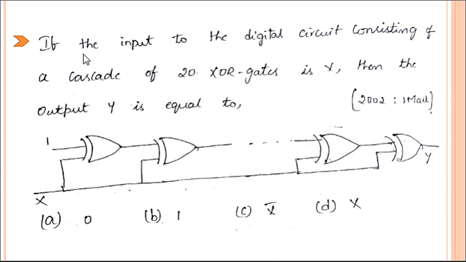Now see the next problem. If the input to the digital circuit consisting of a cascade of 20 XOR gates is X, then the output Y is equal to what? So these are a chain of 20 XOR gates. For this kind of problem, first we have to find out the first two stages' outputs. Let us consider this is the first stage output, that is F1, which is equal to 1 XOR X, and this is the second stage output F2, which is equal to F1 XOR X.